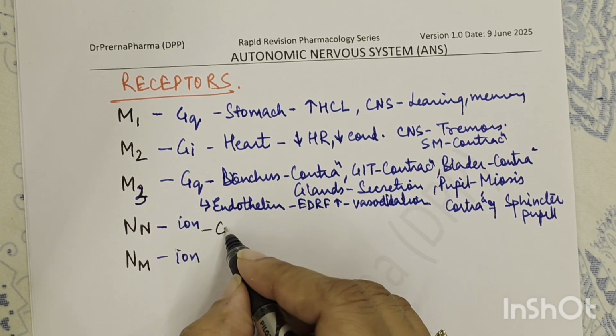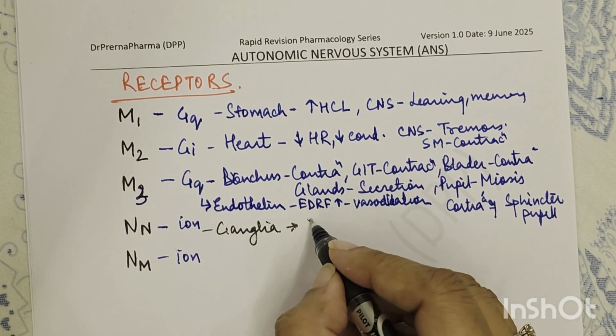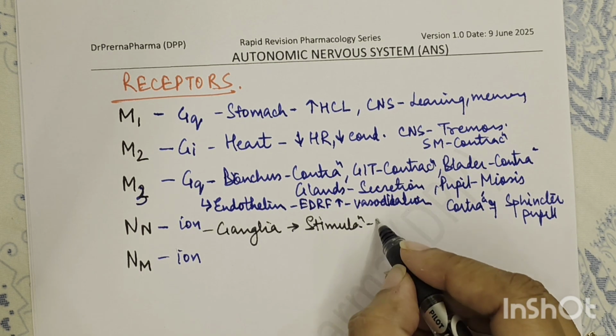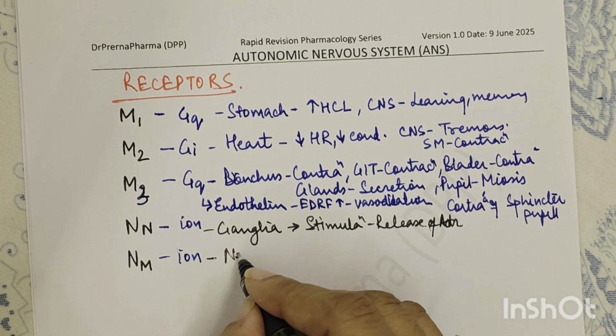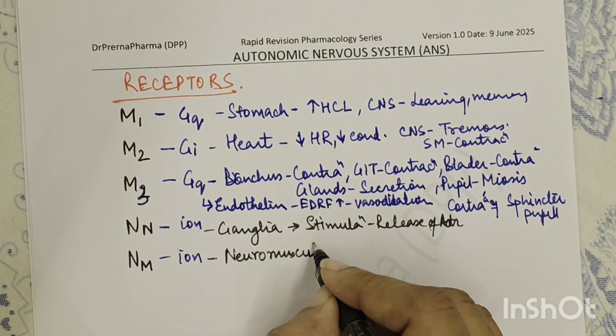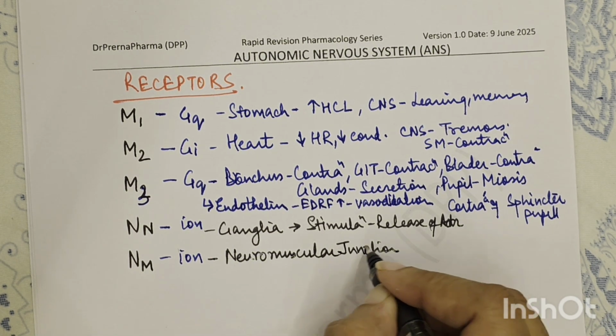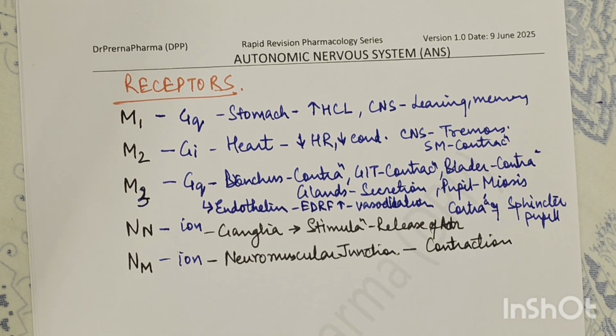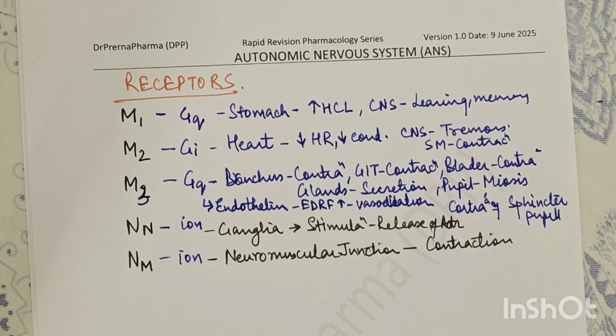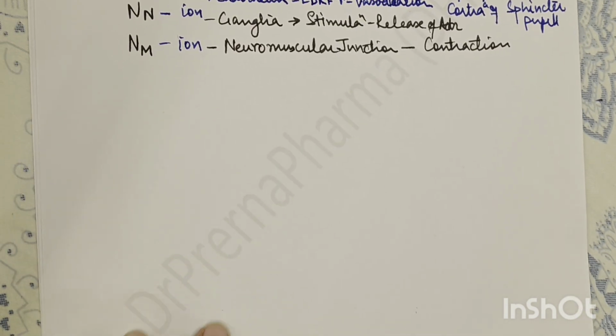The NN receptor is present on the ganglia, and there it causes stimulation and release of adrenaline. Okay, NM is present on the neuromuscular junction, and there it basically causes contraction of the neuromuscular end plate, right? So these are the various actions of acetylcholine which are mediated by their various receptors. I've told you the transducer mechanism, the main locations of these receptors, and their main actions. Now coming to the second part, again related to the receptors.